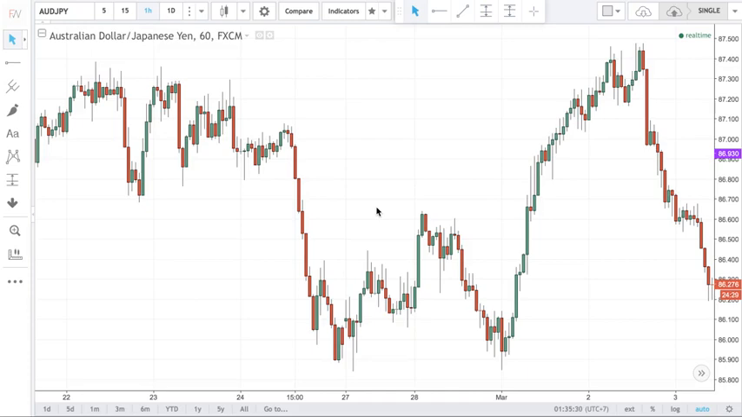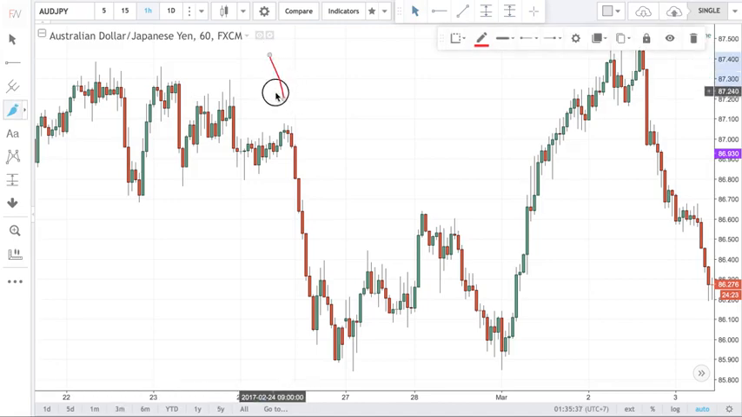This is Aussie Yen, 60 minutes. Here we go. Going for a downward movement. We have a breach here. The lowest point the price has reached is here. Then it goes up, comes down. We have a breach again. Okay. The lowest point the price has reached is here.